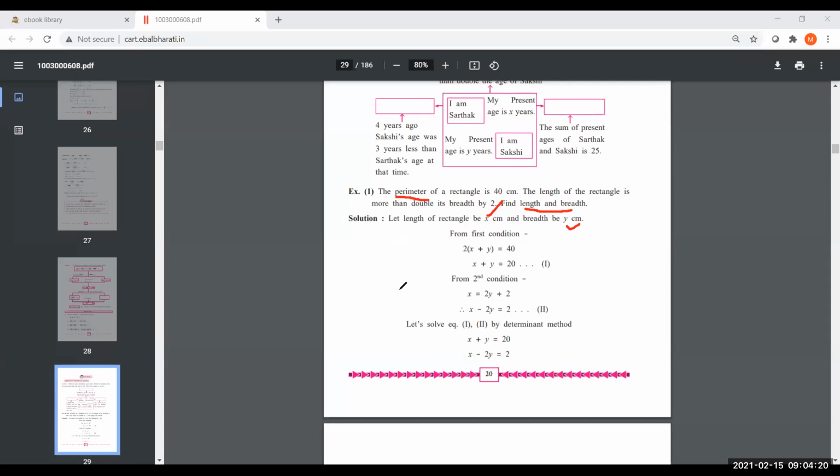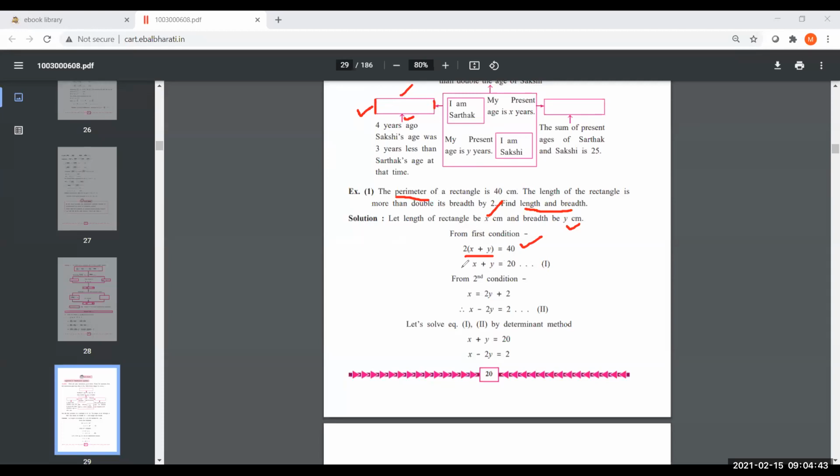So here for perimeter, just look at this one. It is a rectangle. It has four sides. This is the first, this is the second, then the third, and this one is the fourth. The sum of all these four sides forms the perimeter. So the formula for perimeter is 2 times (x plus y). This you must know. That is given as equal to 40 centimeters. So we have got the first equation.